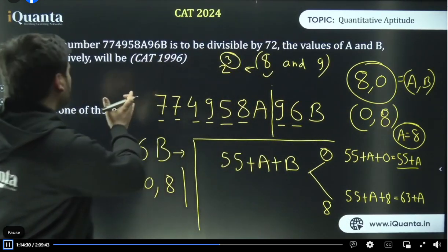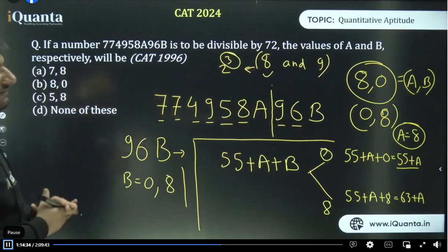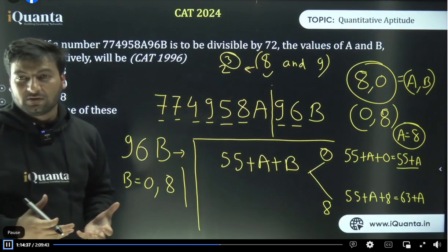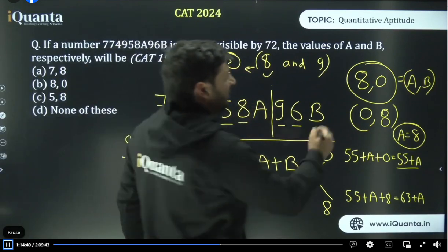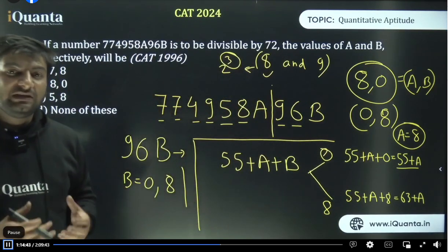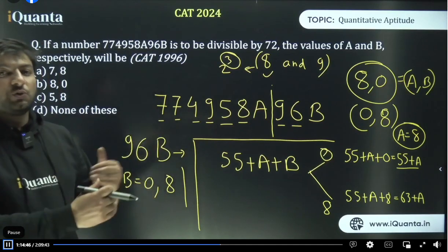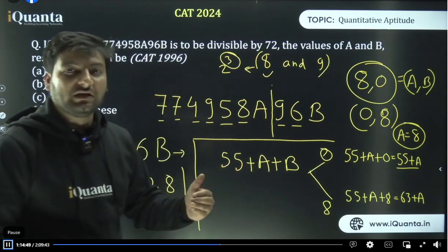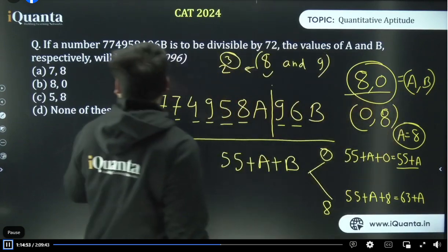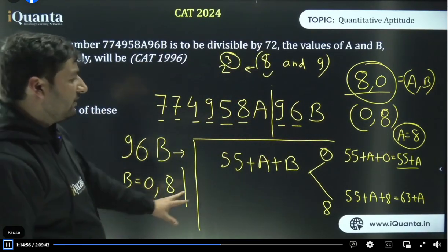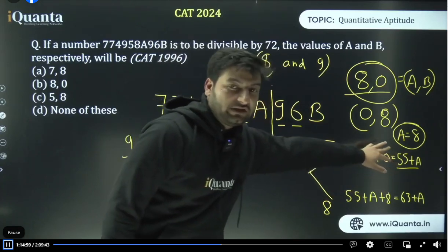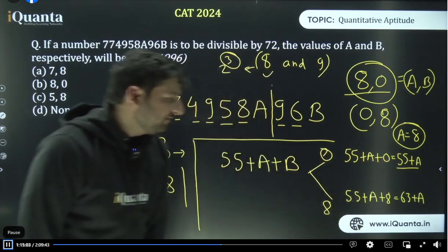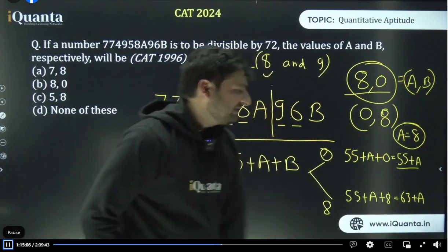The question is asking me the values of a and b respectively, okay? Do you understand the importance of the word respectively? Whenever we say respectively, that means it should be in the same order, corresponding values, okay? So I am getting 8 0, which is present in one of the options, right? And that is when I had b equal to 0, a equal to 8. But when I consider this case, I have 63 plus a, isn't it? A can be 0 as well as a can be 9.